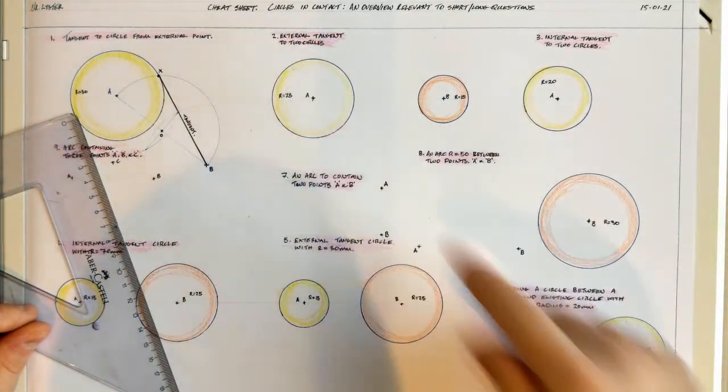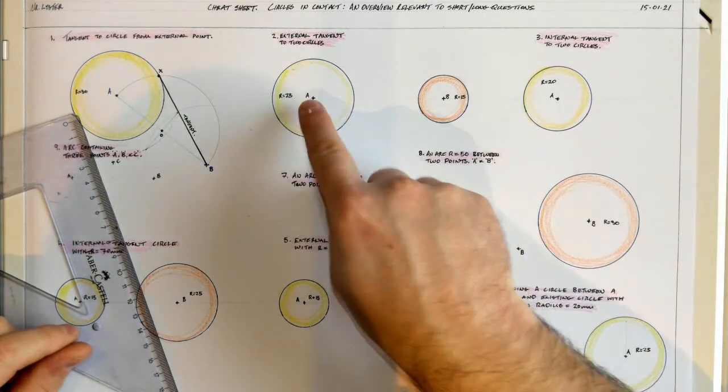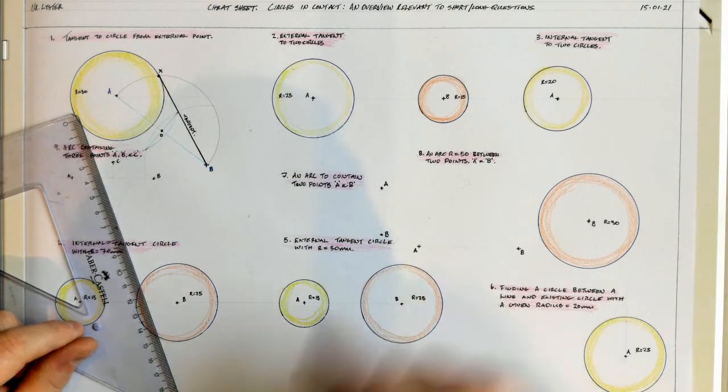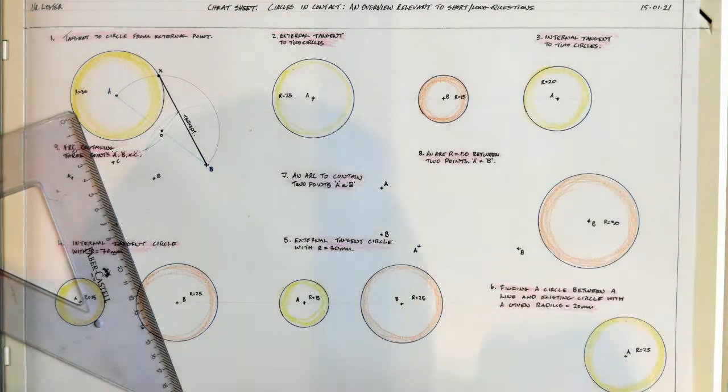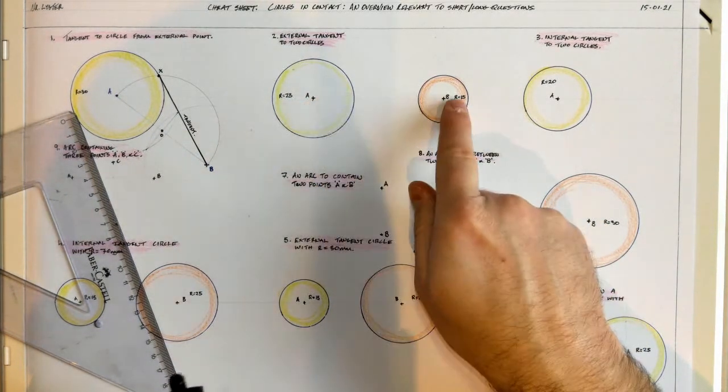External tangent to two circles. Okay, so I have a circle here, radius 25. That's circle A. I have a circle B here, radius 15. What am I going to do? First thing I'm going to do is find the halfway point between the center point A and the center point B.